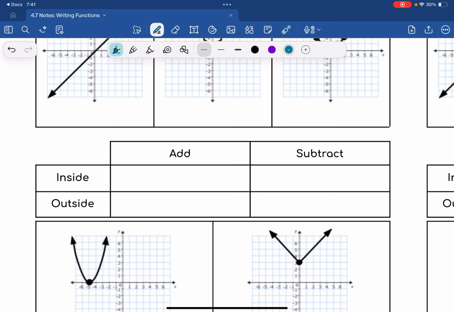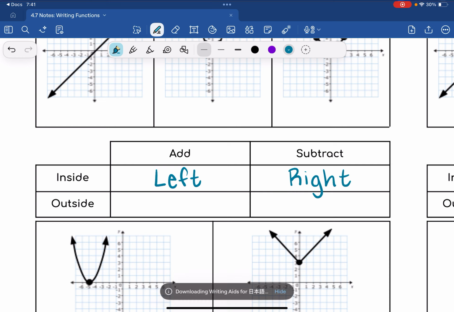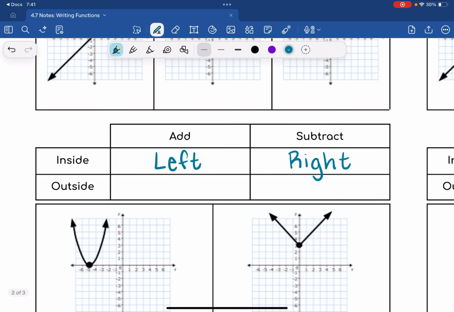When we add inside a function, that moved us to the left. When we subtracted inside of a function, that moved us to the right. When we added outside of a function, that moved us up. And when we subtracted outside of a function, that moved us down.